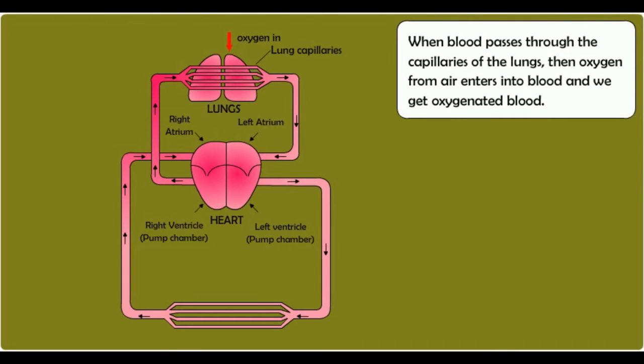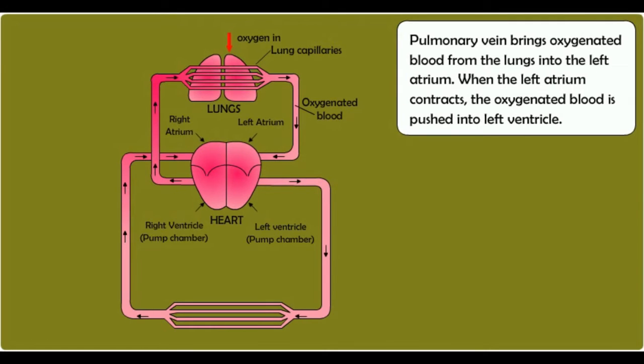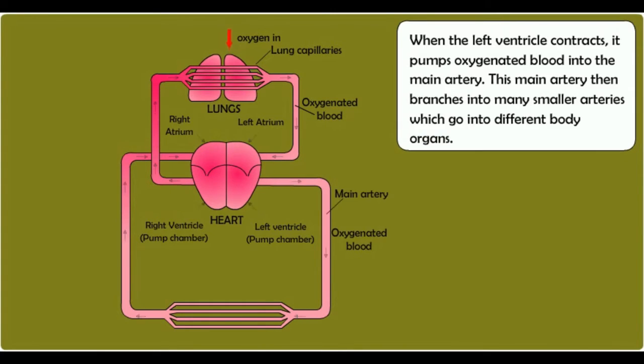1. When blood passes through the capillaries of the lungs, oxygen from air enters into blood and we get oxygenated blood. 2. Pulmonary vein brings oxygenated blood from the lungs into the left atrium. When the left atrium contracts, the oxygenated blood is pushed into left ventricle. 3. When the left ventricle contracts, it pumps oxygenated blood into the main artery.